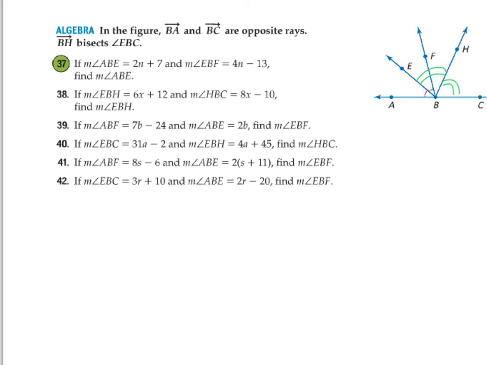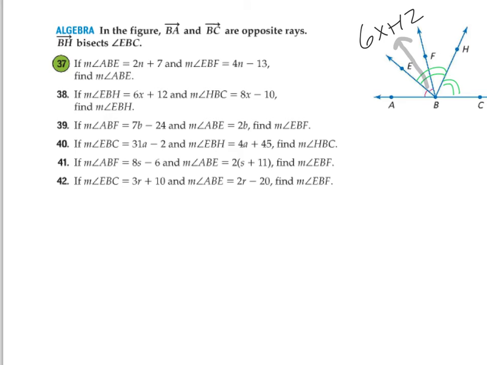Okay, then let's take a look at number 38. We're told that the measure of angle EBF is 6x plus 12. So EBF is this angle right here, and it measures 6x plus 12. So I'm going to just draw an arrow out here. Whoops, I have a highlighter. I meant to get a pen. Okay, this angle measures 6x plus 12.